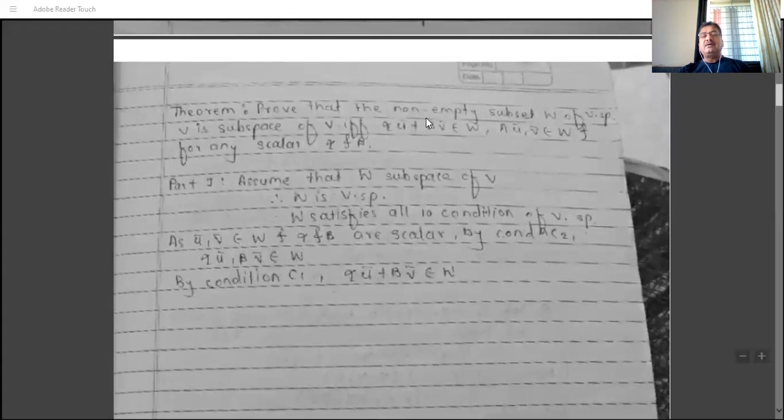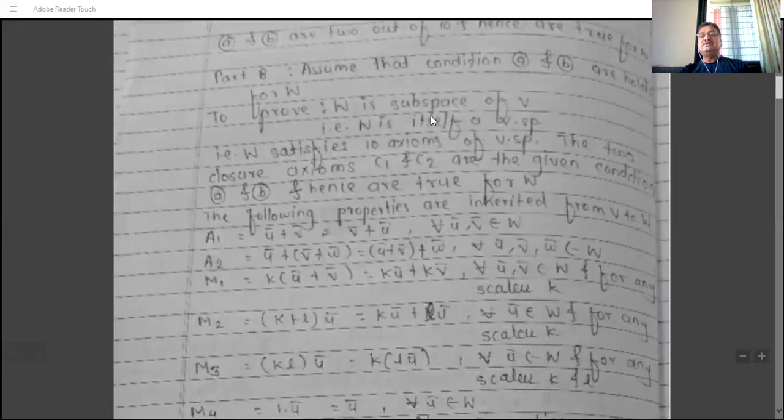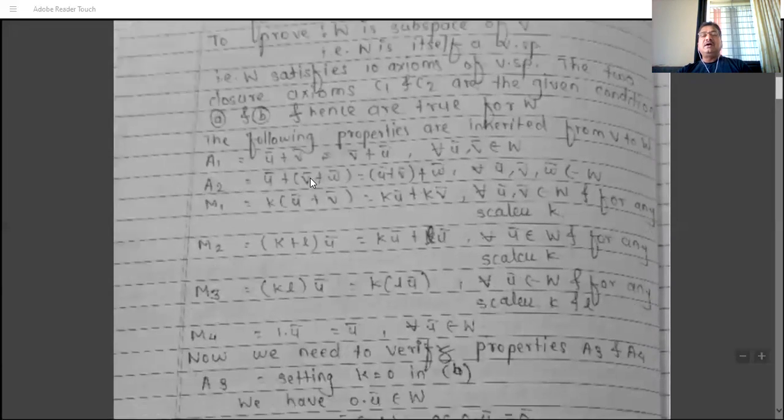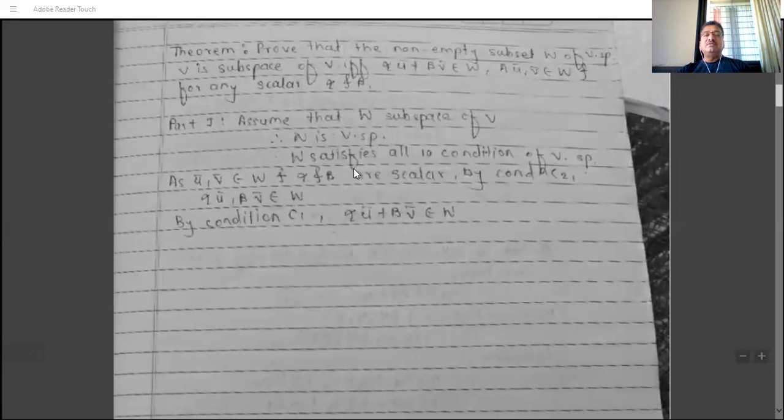Now in part 2, assume that alpha U bar plus beta V bar belongs to W for all U bar and V bar belonging to W, and for any scalars alpha and beta. And now we have to show W is a subspace of V, that is, W is itself a vector space. Then prove the conditions C1 and C2. In the given condition we set beta equal to 0, and then what do we have? Alpha into U bar plus 0 bar belongs to W, that is, alpha U bar belongs to W, and that is the property C2.